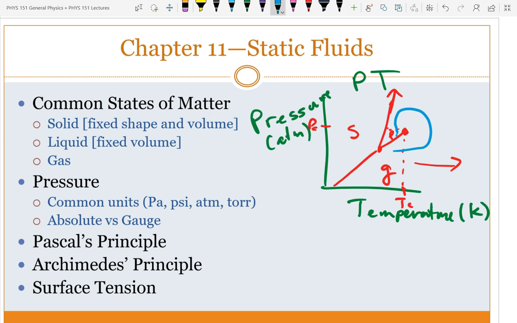The critical point is the highest temperature and pressure, the combination of highest temperature and pressure, where you can have a distinction between a liquid and a gas. Down here, what was that thing?